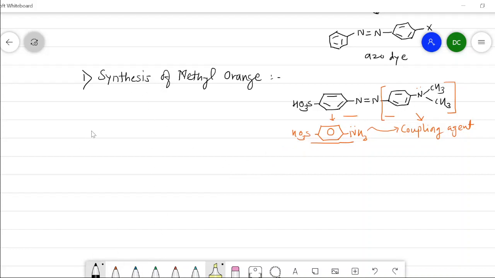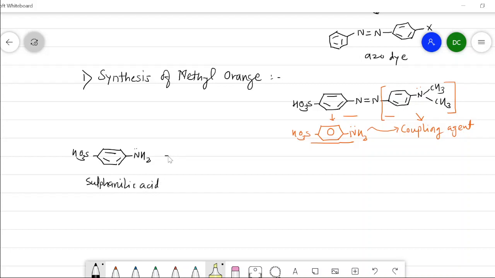Now, the first step is the diazotization. So I will write here sulfanilic acid, SO3H, then here NH2. It is sulfanilic acid.